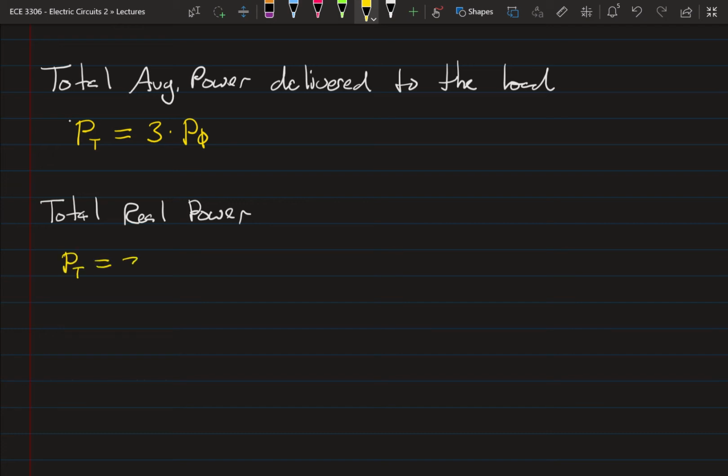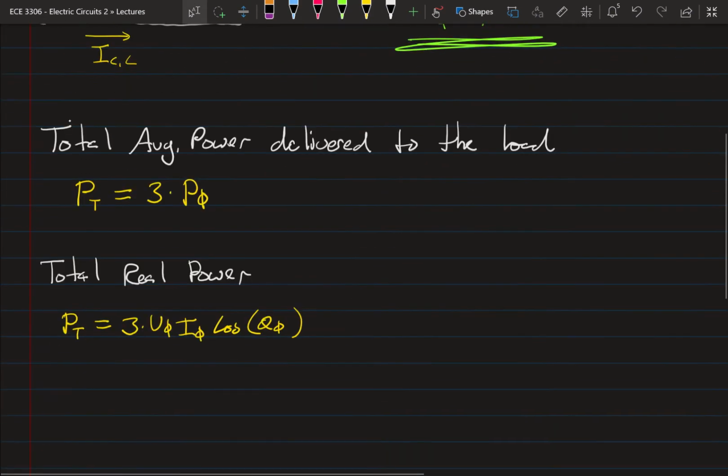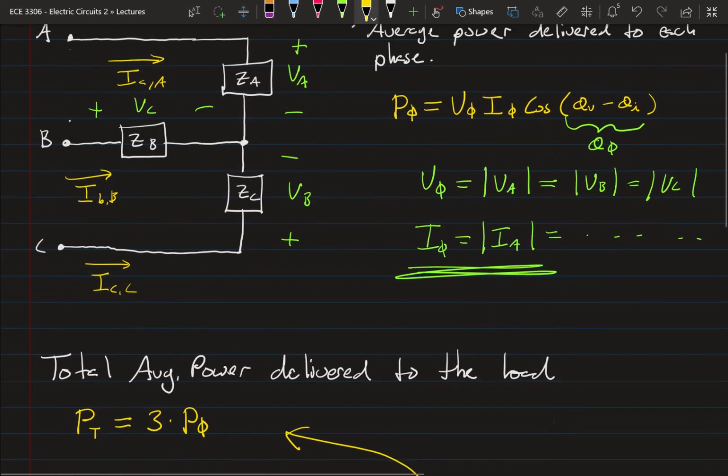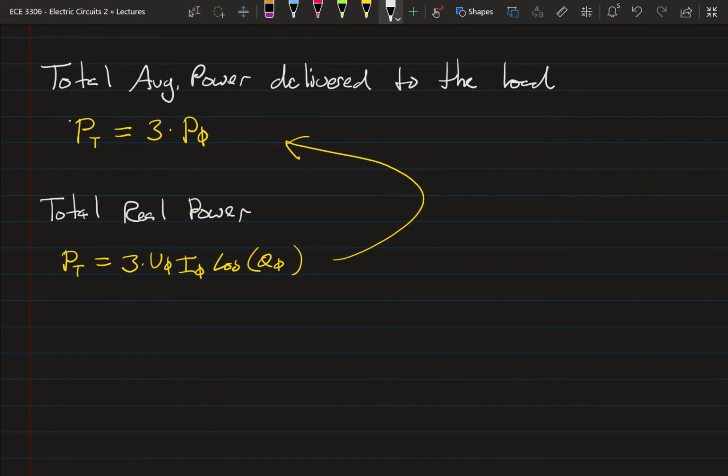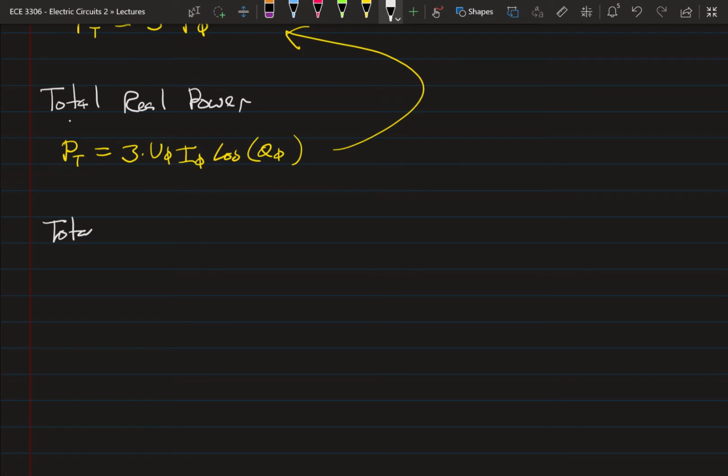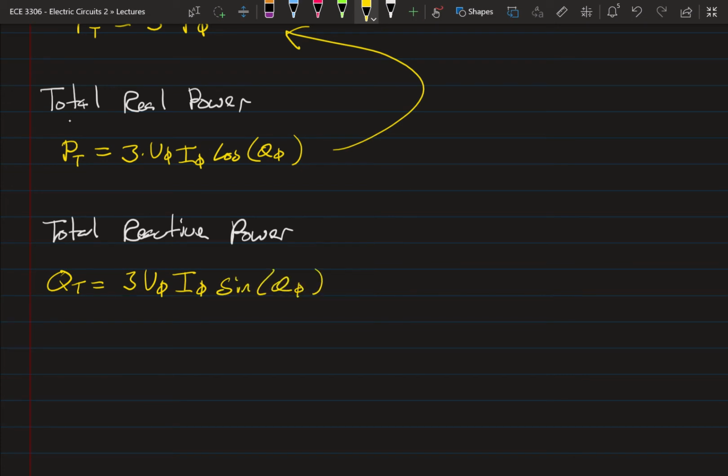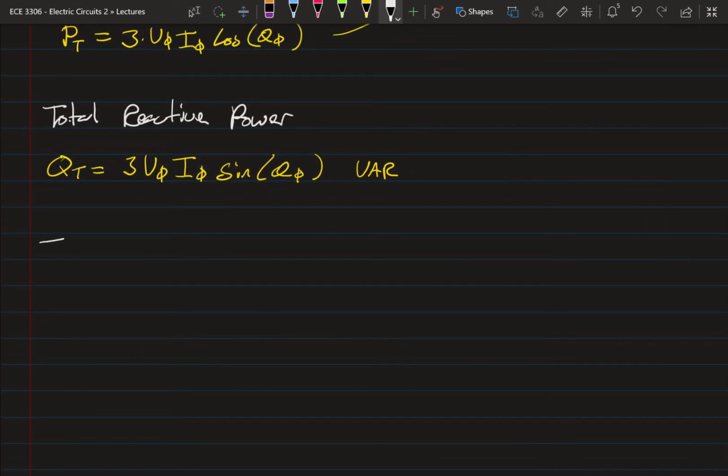And that's equal to 3 times V of the phase, I of the phase, cosine of the angle of the phase. And you notice that's exactly the same as the total average power. It's the exact same equation, it's just times 3. The only one that's different is the total reactive power. And that's given as Q sub T. And that's 3 times voltage of the phase, current of the phase, times the sine of the angle of the phase. And that's given in volt-amperes reactive, VARs.